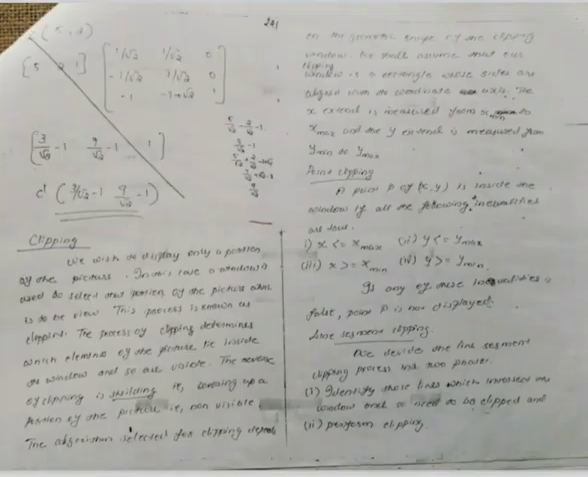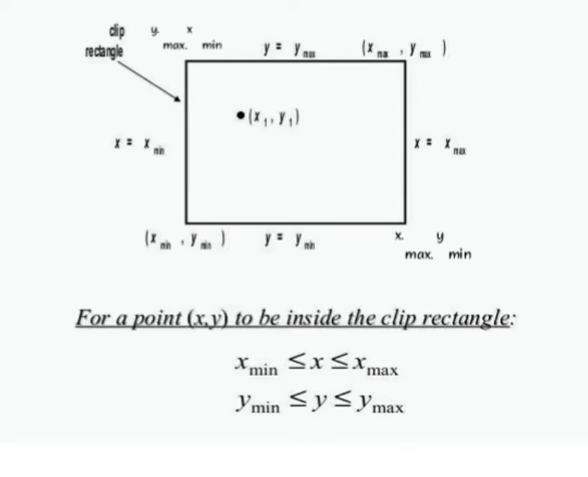The next is point clipping. A point P(x, y) is inside the window if all four inequalities are true. The four inequalities are: first, x is less than or equal to x max; second, y is less than or equal to y max; third, x is greater than or equal to x min; and fourth, y is greater than or equal to y min. If any of these inequalities is false, the point P is not displayed. In this picture we can see that the point (x1, y1) is inside the rectangle, so we can assume that this point satisfies the four inequalities. So it is true, and it follows point clipping.